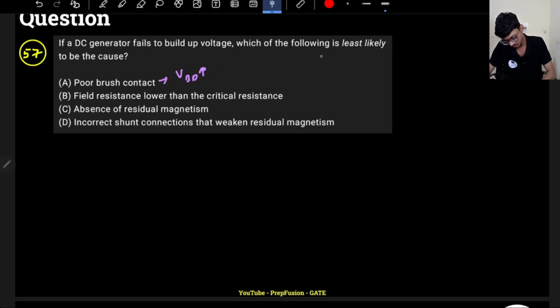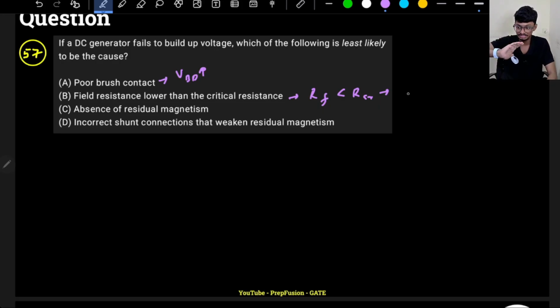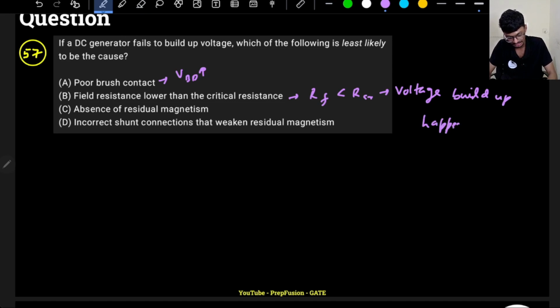Field resistance is lower than the critical resistance. No, if field resistance is lower than the critical resistance, then there is no problem, right? If RF is less than the critical resistance, then there is no problem. If the field resistance is higher than the critical resistance, then the voltage buildup fails. So in this case, voltage buildup will happen. So this is of course the correct answer, because this is the least likely cause of the voltage buildup not happening.